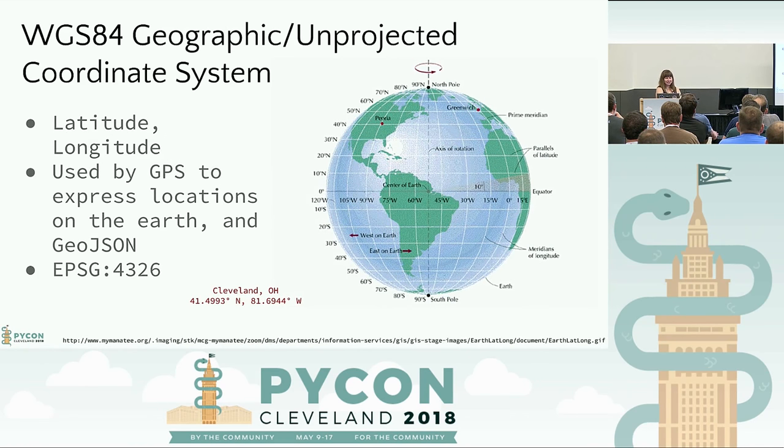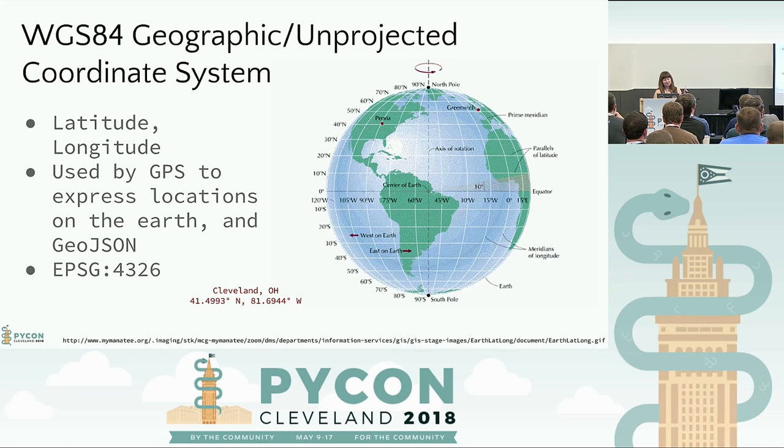So WGS84 is a geographic or unprojected coordinate system that we're going to use today. And this is latitude and longitude. You've probably heard of those things. So this is the coordinate reference system that those are defined in. This is what GPS uses to express locations. This is the only format GeoJSON files can be in. The EPSG code is 4326. We'll use that later. And fun fact, the lat long of Cleveland, Ohio is 41.49 north, 81.69 west.